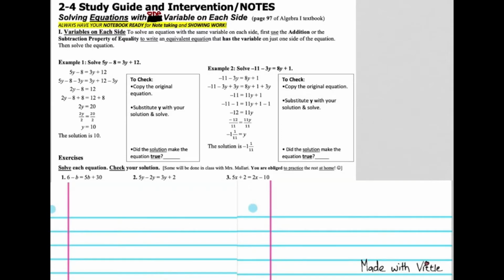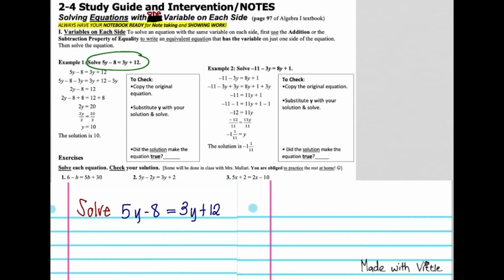This video is about solving equations with one variable on each side. Let's go ahead and try to solve example number 1. As you can see, you have a variable on each side, this y and this y. That is the same variable, and therefore we're just looking for the value of that y. What we can do is simplify this equation by using the addition or the subtraction property of equality.